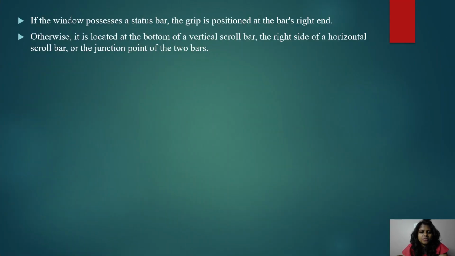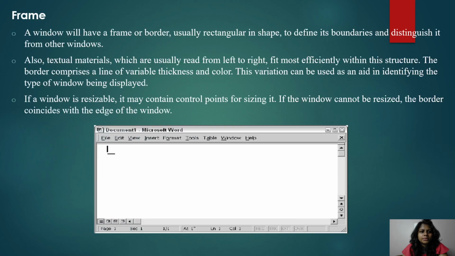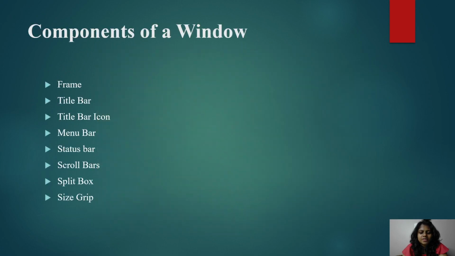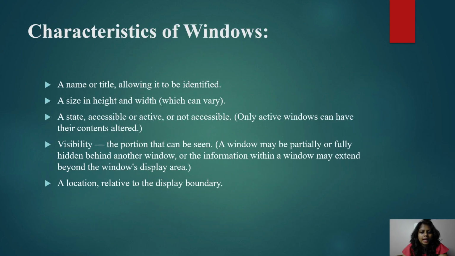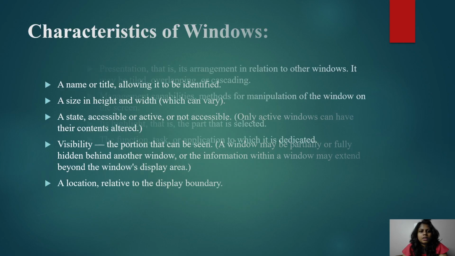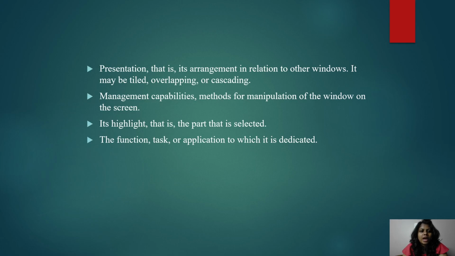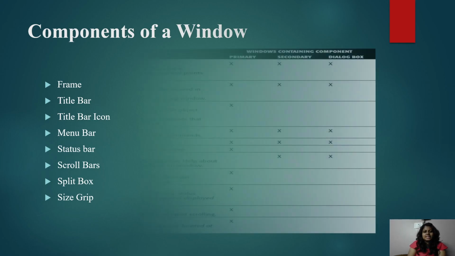Now, let's recap what we have studied in today's video. First, we have studied the components of the window along with the characteristics of a window. What is a window? Next, the components of a window. We have mainly studied the frame, title bar icon, menu bar, status bar, scroll bar, split box, and size grip.